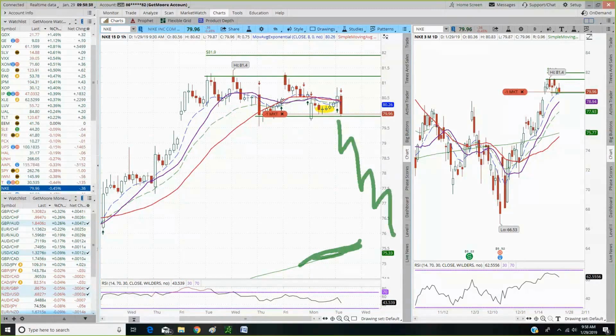So since I saw this cross, I'm now bearish. I'm bearish because the 13 crossed the 30. The purple line is the 13. This is the 30. It crossed. I'm bearish. But, there is a but.